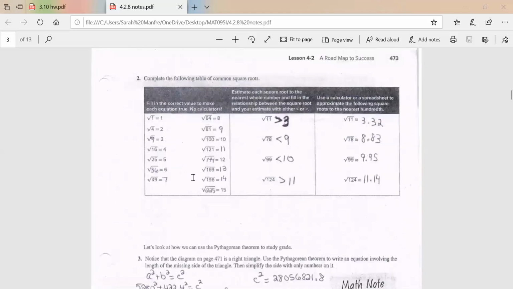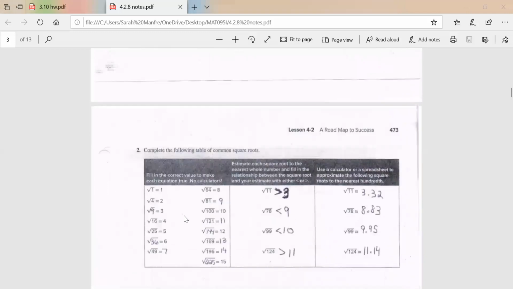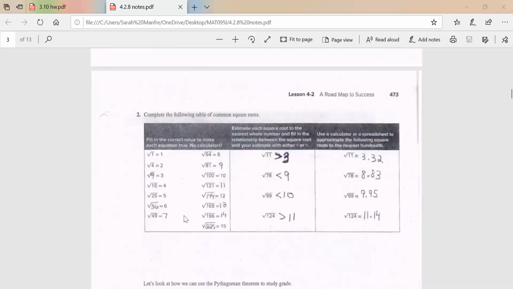And down here, this is just a review of common square roots. So to get this on your calculator, all of your calculators are going to be different, but there should be a square root button. To get to the square root button, you might have to push the second button or a shift button or something. Make sure you can locate that square root button. If you can't find it, reach out to me and I will help you find it.